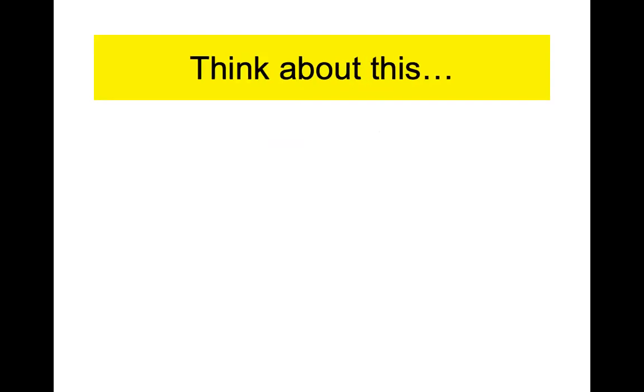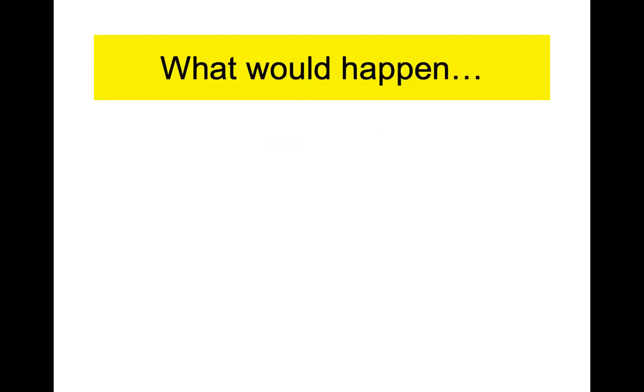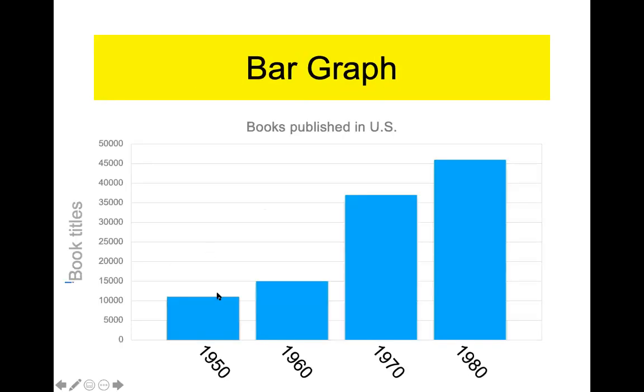So think about this. Last night for homework, you did bar graph, right? Let's see, what's this bar graph on? Books published in the United States. It looks like the decades of the 50s, 60s, 70s, and 80s. It looks like over 10,000 books were published, a little bit above 10,000 different books. And notice the number of books that are published is increasing as the decades go on.